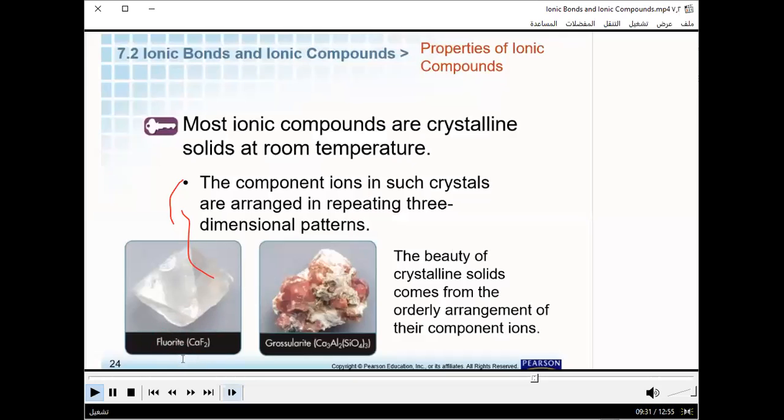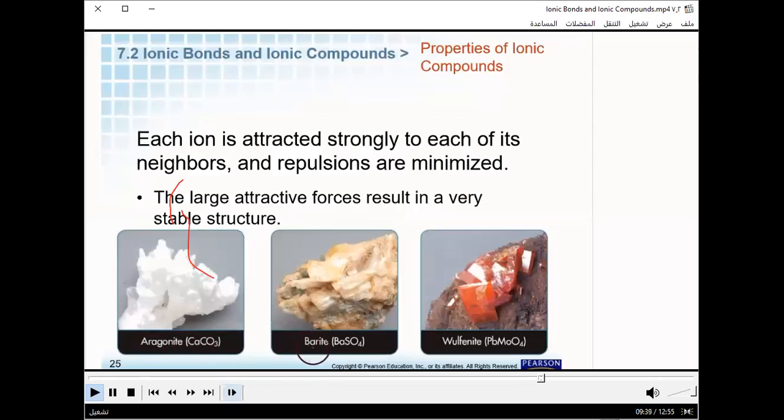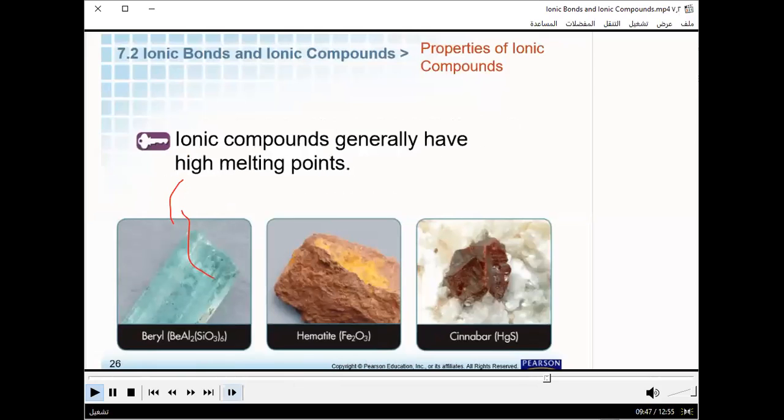Here we have some more examples. We have a picture of something called fluorite, a picture of grossularite, aragonite, barite, and wolfenite. Notice in all these pictures that they are crystal structures. Another general property about ionic compounds is that they have high melting points. You have to raise them to a very high temperature in order to melt them into liquid form.